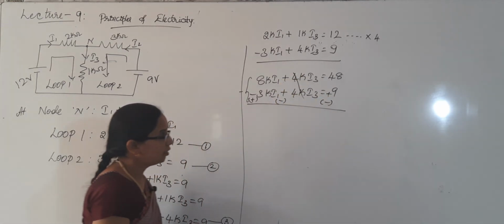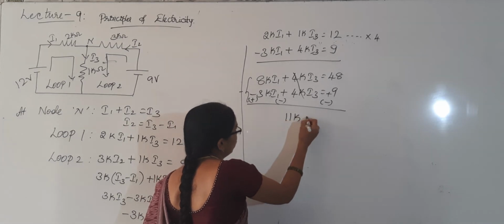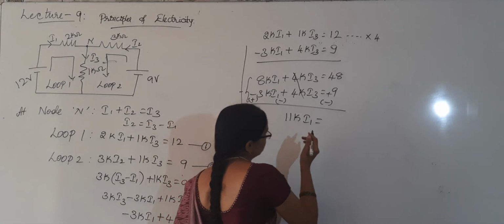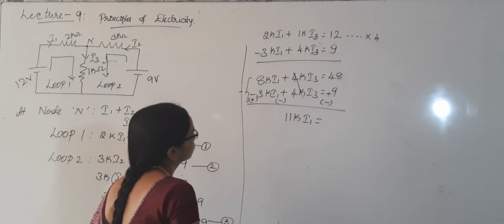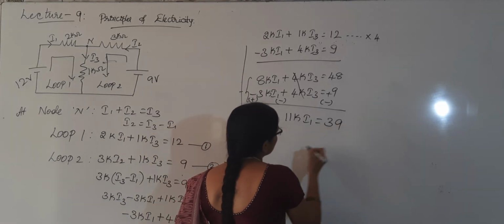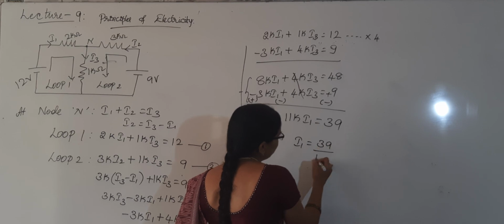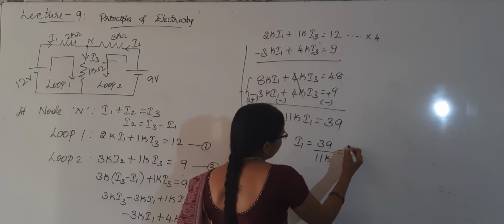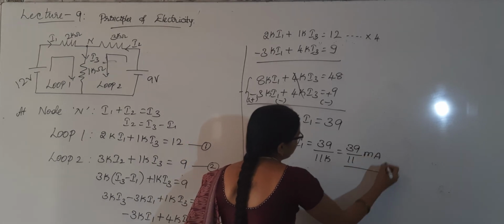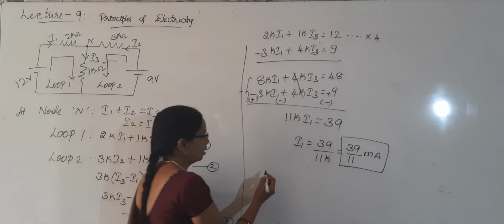4 kilo I3 gets cancelled. Then I will get 11 kilo I1 is equal to 48 minus 9, which is 39. So I1 is equal to 39 by 11 kilo, that is equal to 39 by 11 milliamperes of current. That is the I1 value.